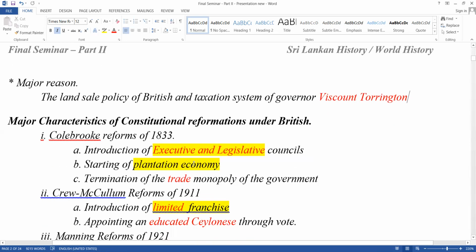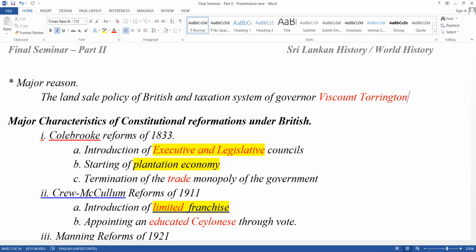Plantations were started by Colebrook. Termination of the trade monopoly of the government. Earlier, the cinnamon trade and elephant trade could only be done by the king or the government. Here, they allowed even the common people to do these two trade activities. Okay, trade monopoly of the government.